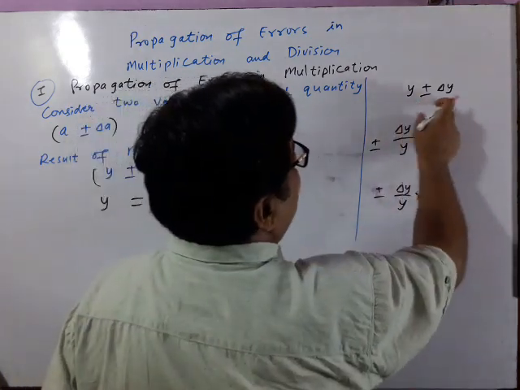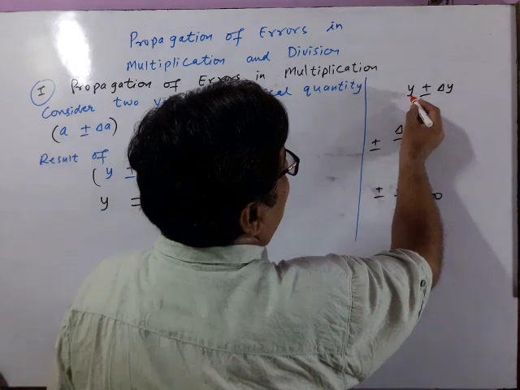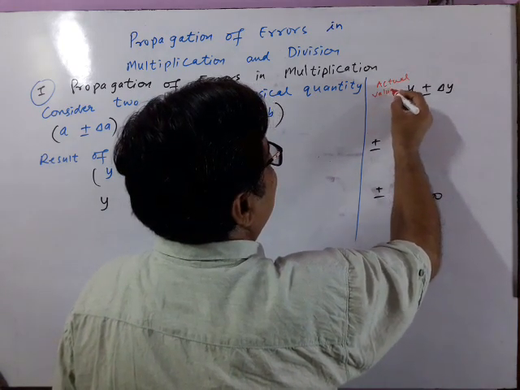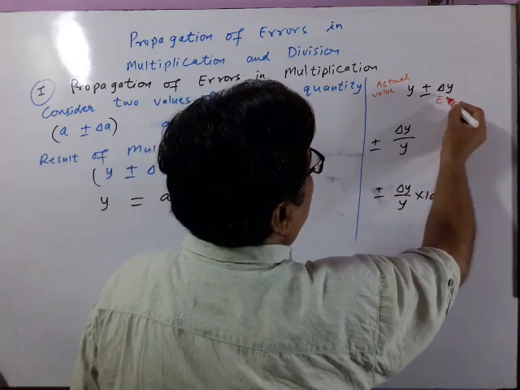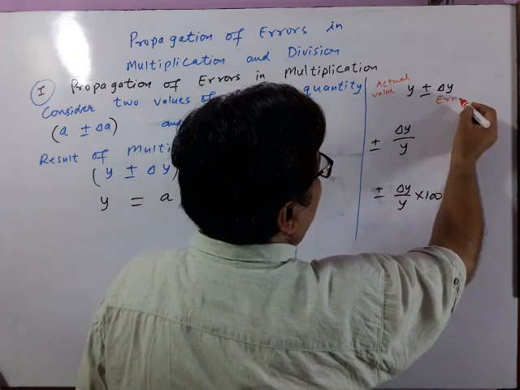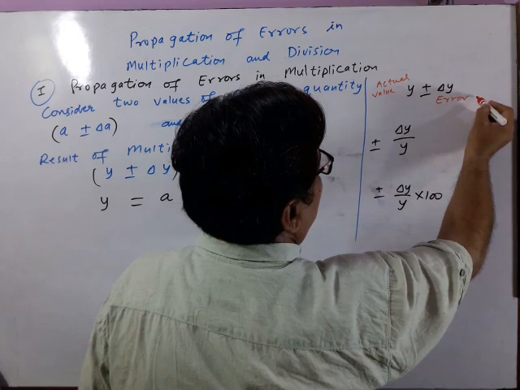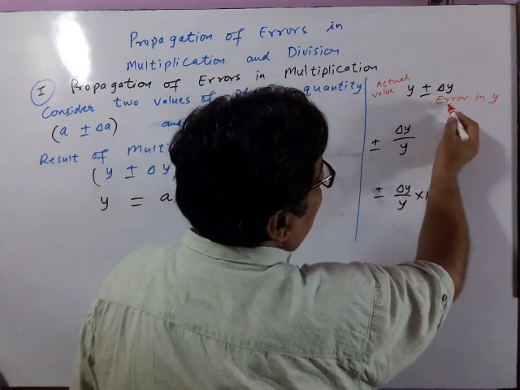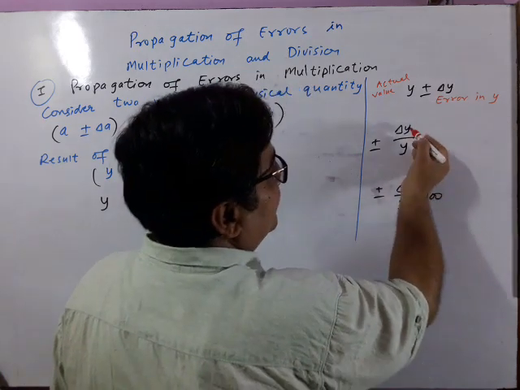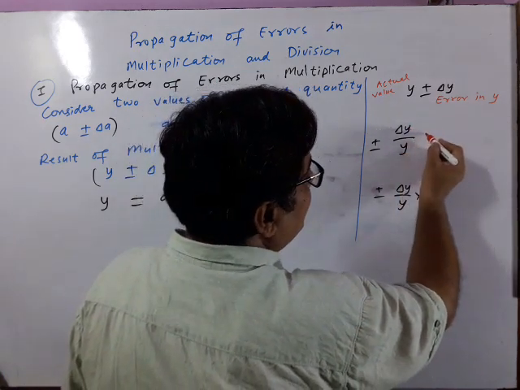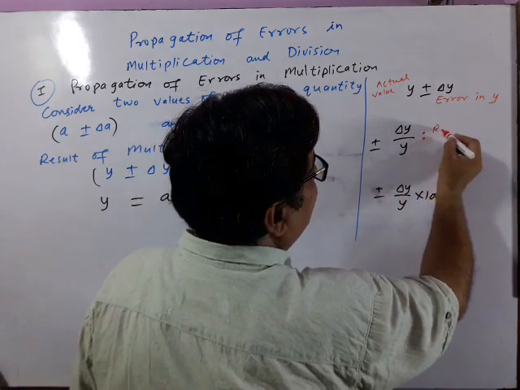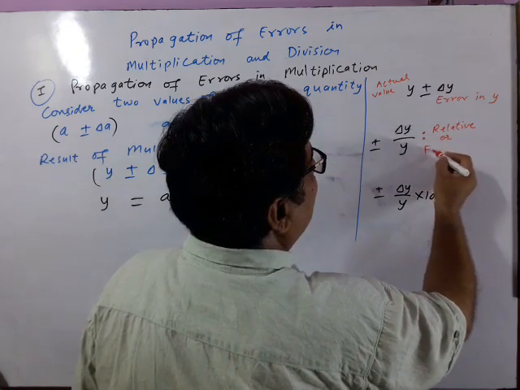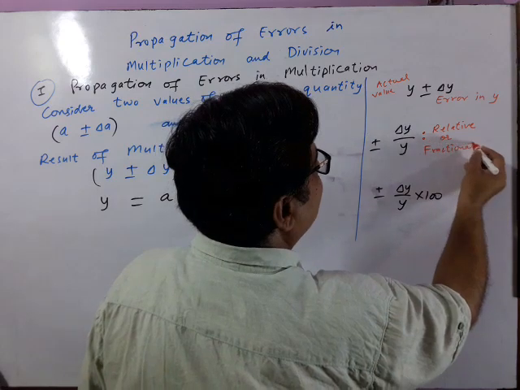See, it is y plus minus delta y. This y is called the actual value, and this delta y is called the error in the actual value, or error in y. Delta y upon y is called the relative or fractional error in y.